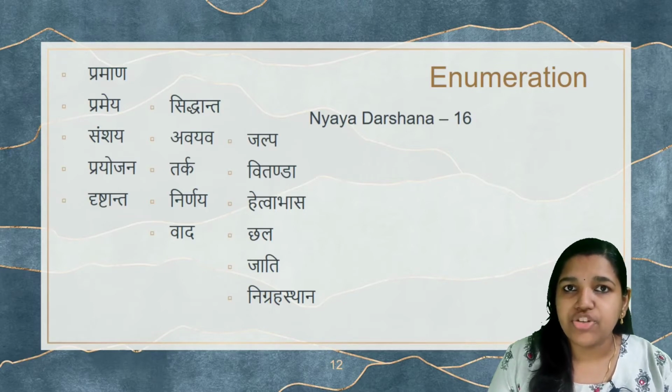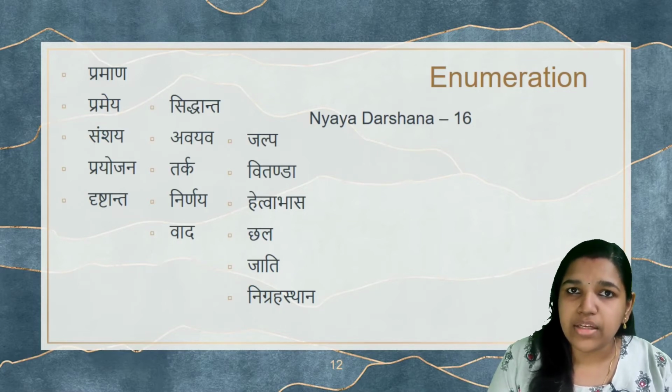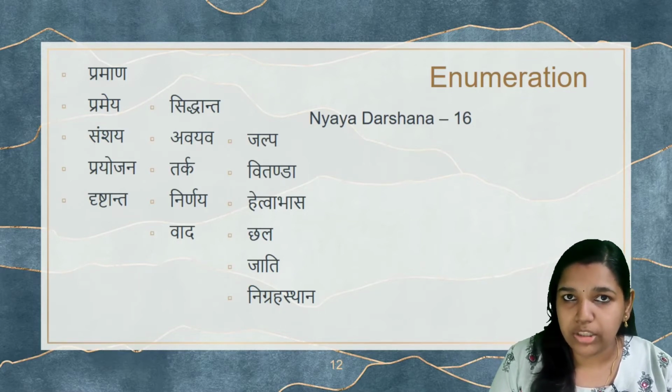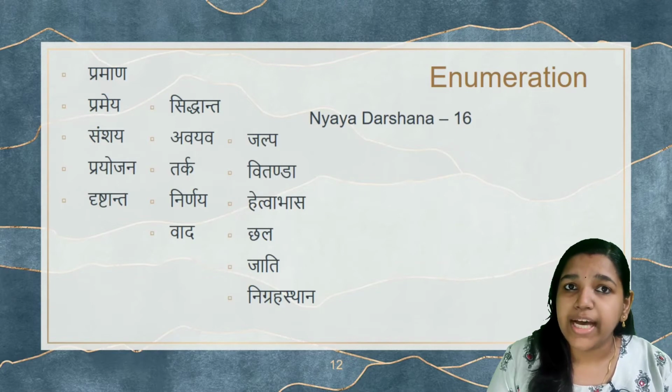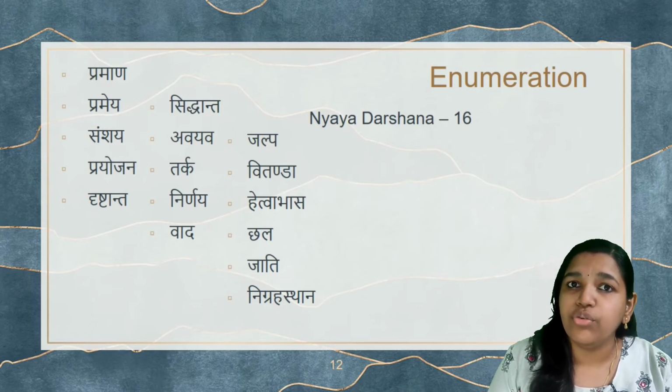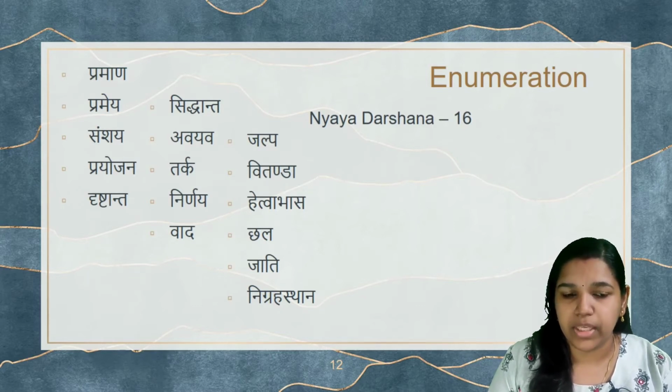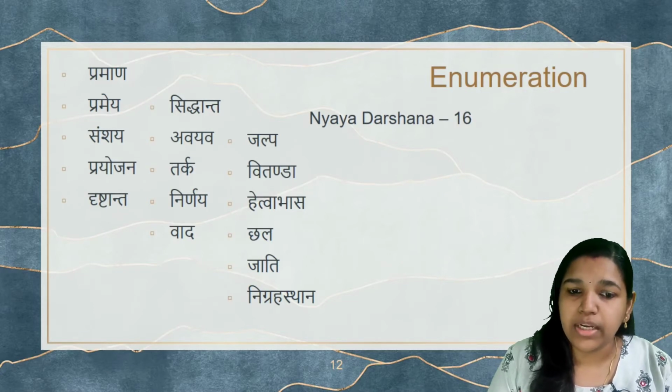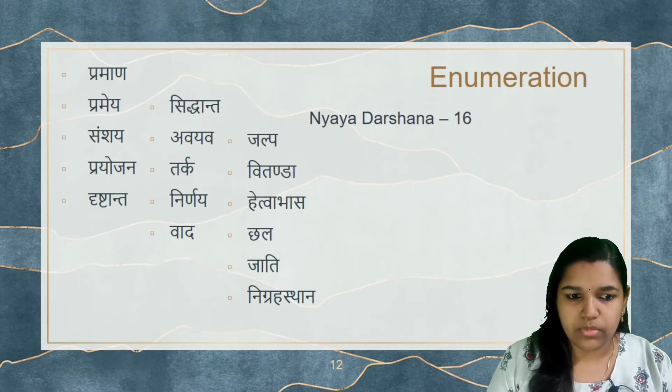So Nyaya Darshana and Vaisheshika Darshana are almost the same, and later they began two branches, and Nyaya Darshana has focused mainly on the Pramanas, but already they have told about the 16 Padarthas, and all these 16 Padarthas come under the 44 Vada Margas in Charaka Samhita. So these are the 16 Padarthas which are accepted in Nyaya Darshana.